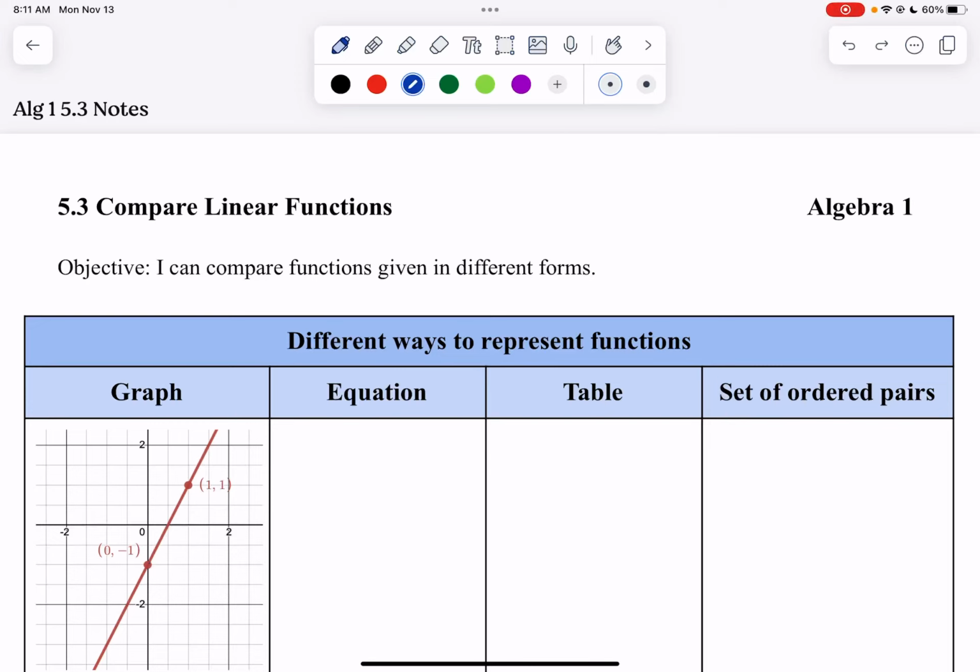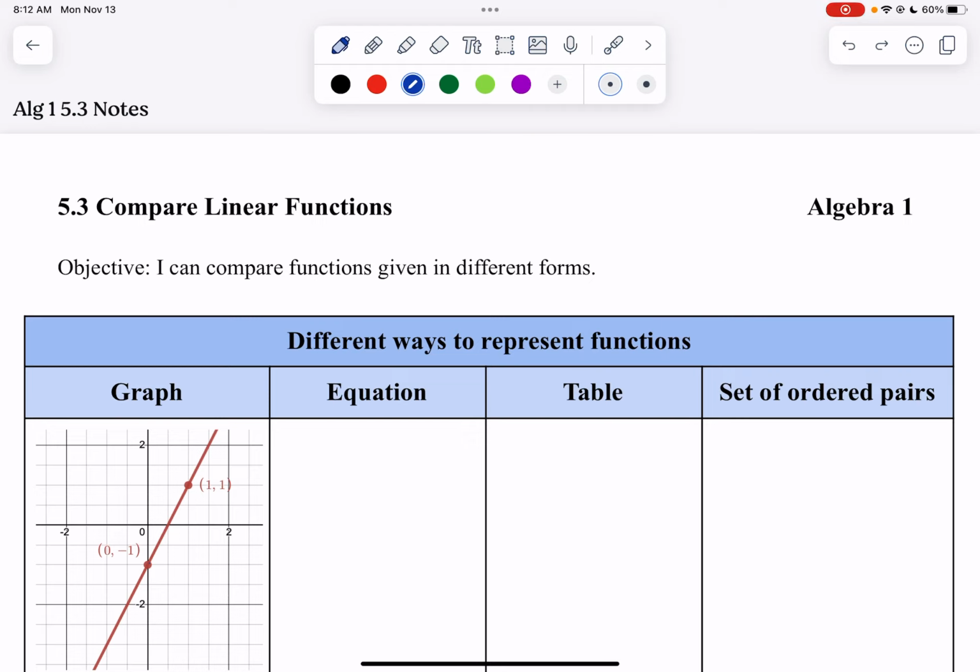Today we are going to be comparing linear functions. So our objective, our I Can statement: I can compare functions given in different forms. We've already seen functions in different forms. We've graphed ordered pairs. We've looked at just the graph of the line, talked about slope and y-intercept. We've looked at the equation.